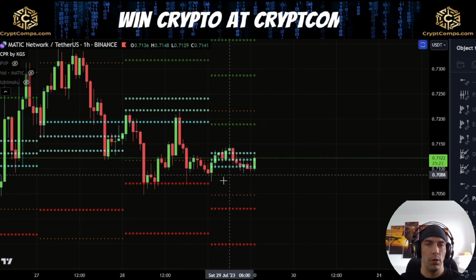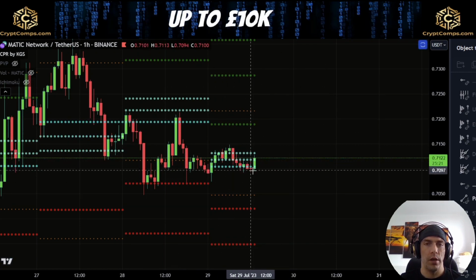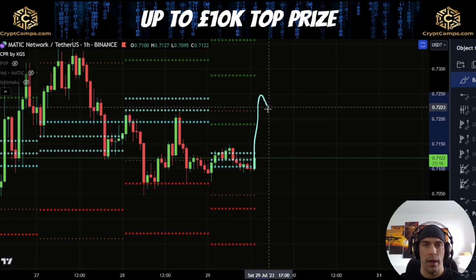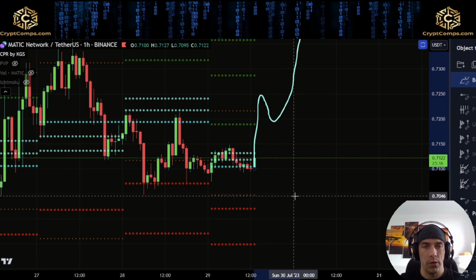But the first thing that I'd be looking for here, if we do look for something like a breakout, is a break above that previous daily high, a retest, and then looking to actually move away.